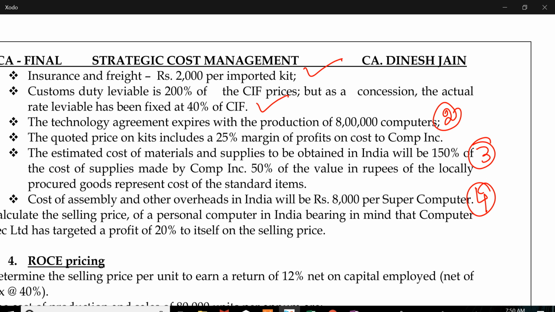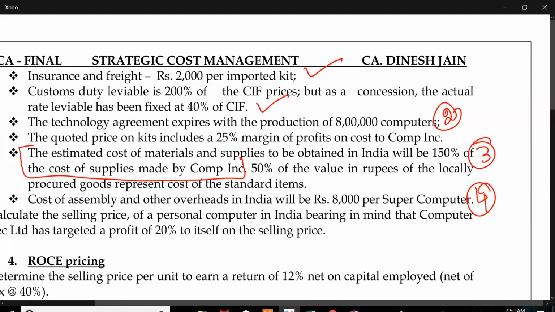You tell me how do you want to interpret it, and then I'll tell you the institute's interpretation. Multiple interpretations are possible here. Now tell me, how do you want to mention this? 150% of the cost of supplies made by Comp Inc. Till this, tell me how are you going to calculate this? What do you understand by this?